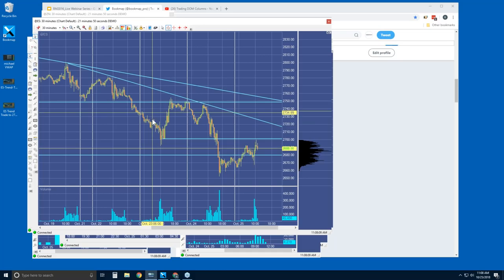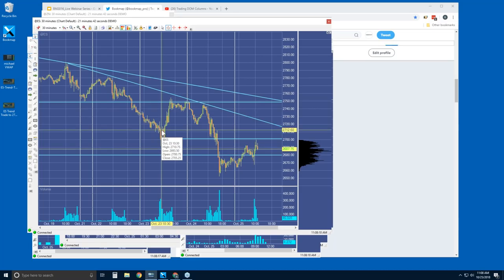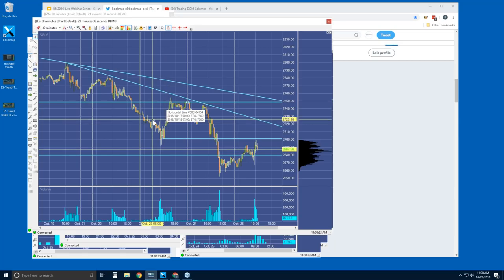We're just looking at the bigger picture here. And we just don't have the heat map, nor do we have exactly where the volume traded in this candlestick chart. But that's okay. We can basically see what happened in Bookmap, or we know what happened here by looking at this chart.